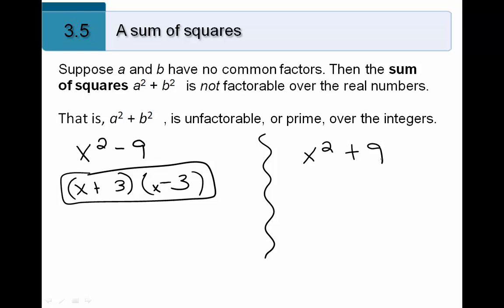now notice they say a and b have no common factors. In other words, there's not a greatest common factor that you can factor out. Okay? You still have to check to see if there's a greatest common factor. But other than that, if there's no greatest common factor that can be factored out, if you have a sum of squares, you may not factor it. A sum of squares cannot be factored. This is prime. It's unfactorable.